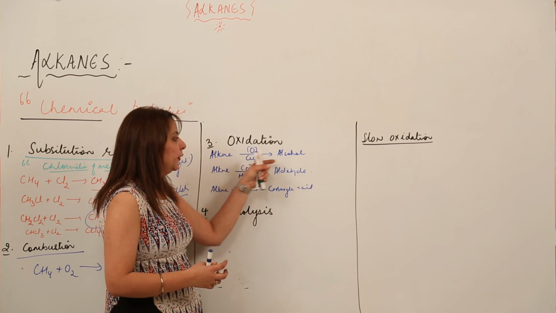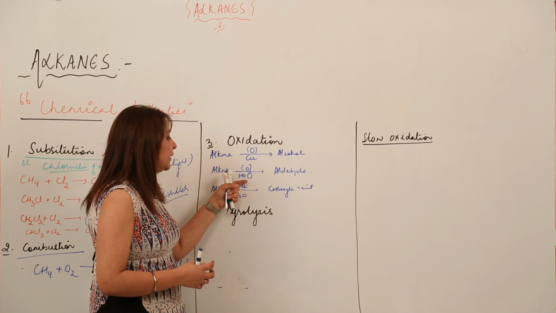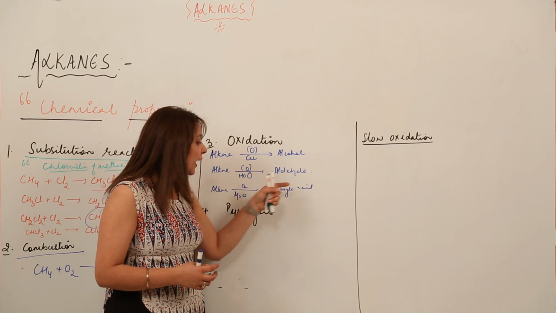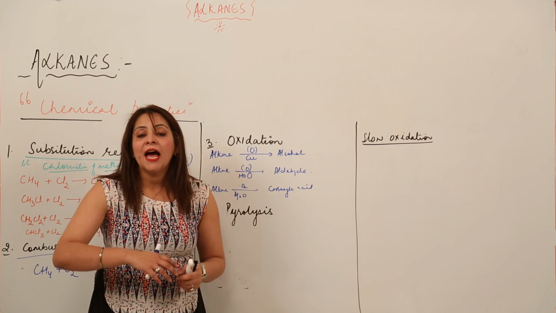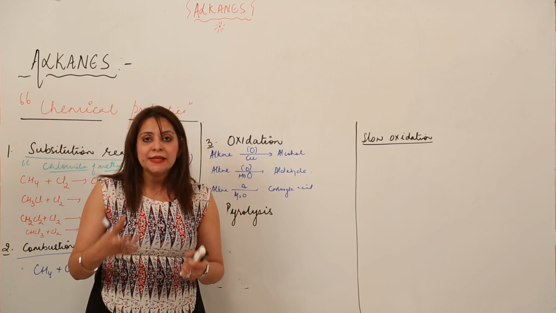When the catalyst is copper, it leads to the formation of alcohol. When it is molybdenum oxide, then it is aldehyde. When there is silver oxide, it leads to the formation of carboxylic acid. And the carbon atom is just going to remain the same, right?